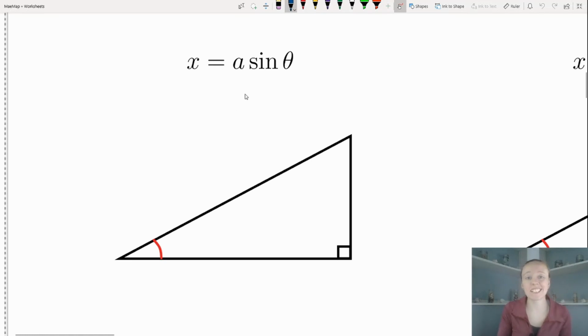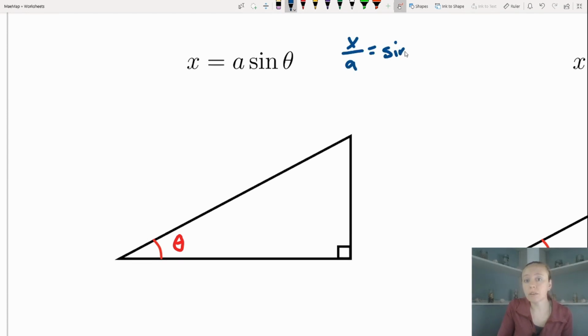If we have that x is equal to a sine of theta, and this red arc indicates theta, let's fill in our triangle based on this relationship. So if x equals a sine of theta, if I divide both sides by a, that means x over a equals sine of theta, right? Which we know that sine is going to be opposite over hypotenuse. So with this relationship, I know that opposite my angle theta is going to be x, and my hypotenuse is going to be a. Well, from there, I can use the Pythagorean theorem because this is indeed a right triangle.